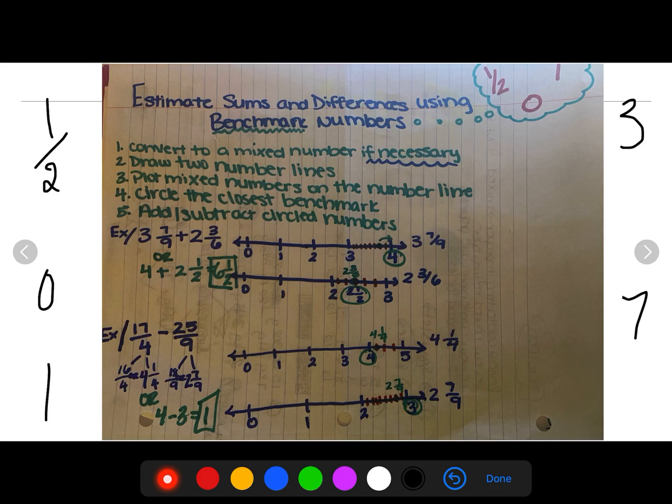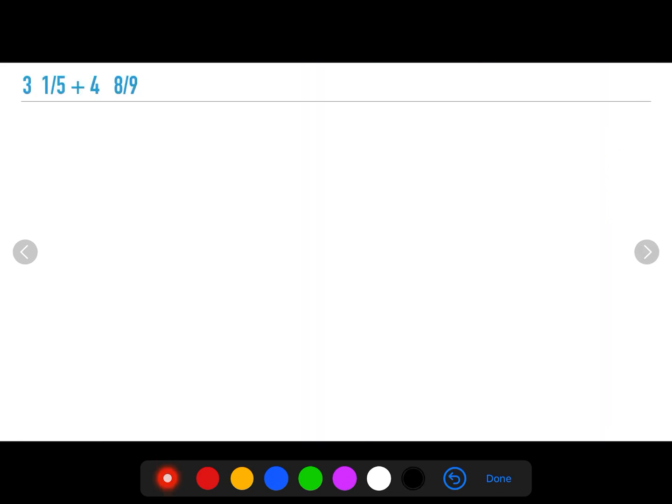And scholars, we're going to be converting to a mixed number if necessary, drawing 2 number lines, plotting mixed numbers on the number line, circling the closest, that's the buzzword, closest benchmark, and then we're going to add and subtract the circled numbers. Let's get right into our lesson for today.